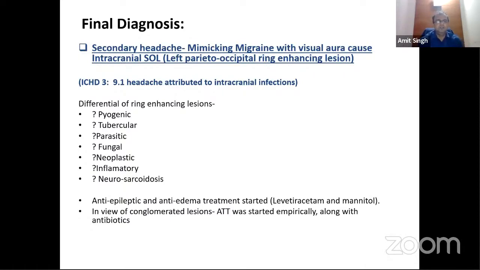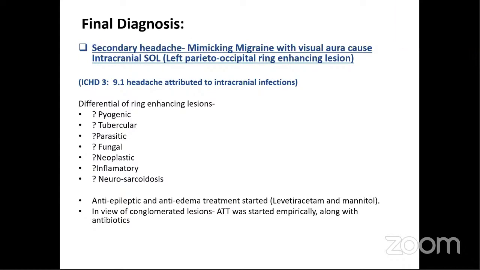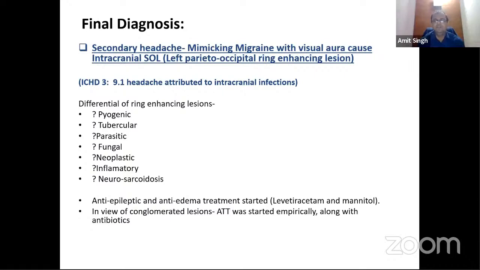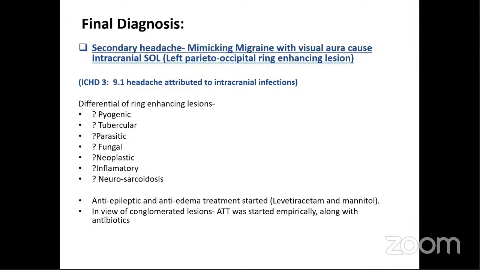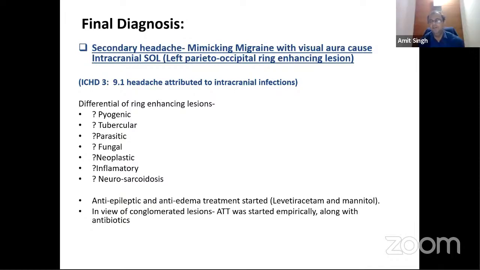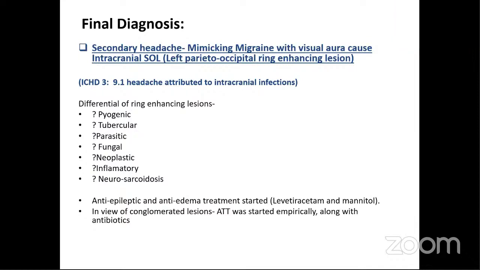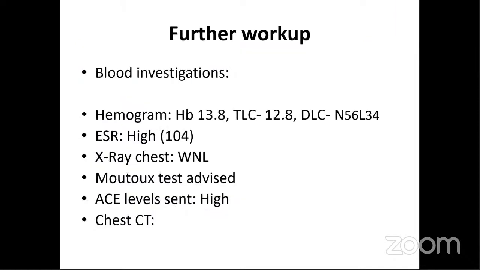The differential of these ring enhancing lesions could be pyogenic, tubercular, parasitic, fungal, neoplastic, inflammatory, or neurosarcoidosis. And for these initial imaging findings, the patient was started on anti-epileptic treatment, and anti-edema treatment was also started. In view of the conglomerated lesions, ATT was started empirically along with IV antibiotics for the possibility of pyogenic abscess.